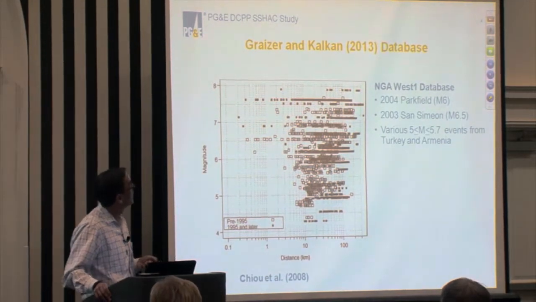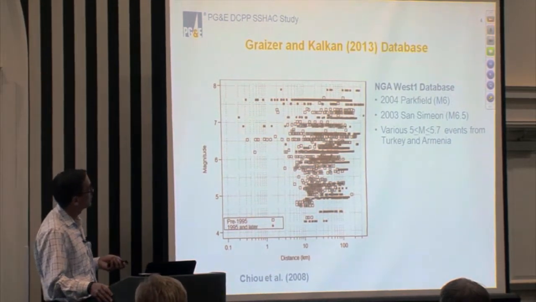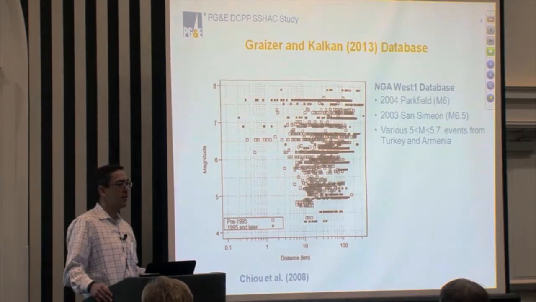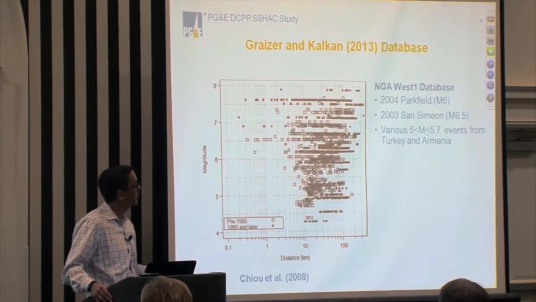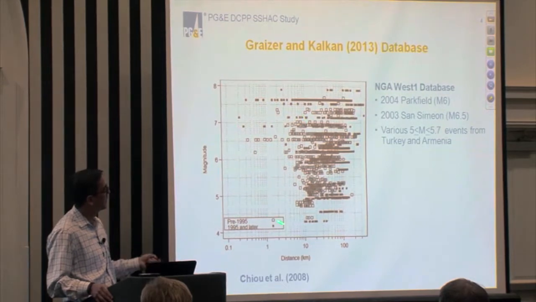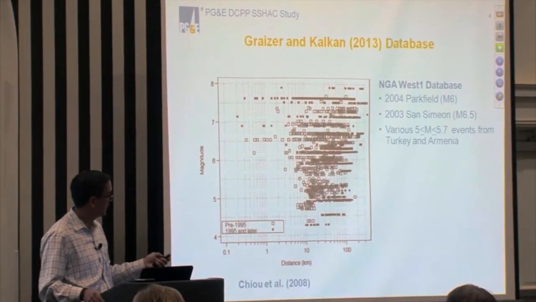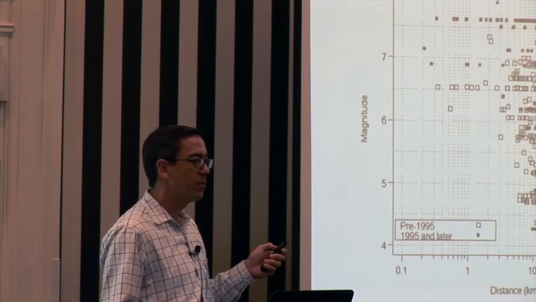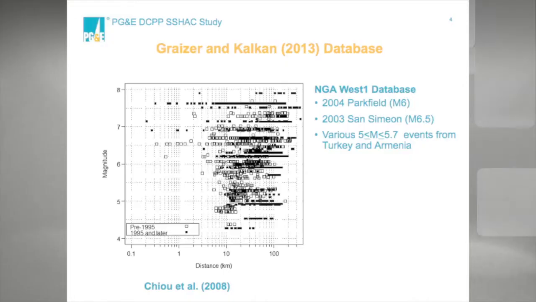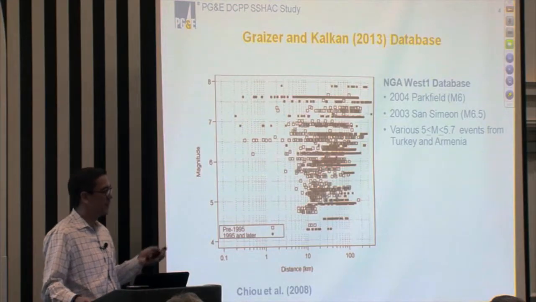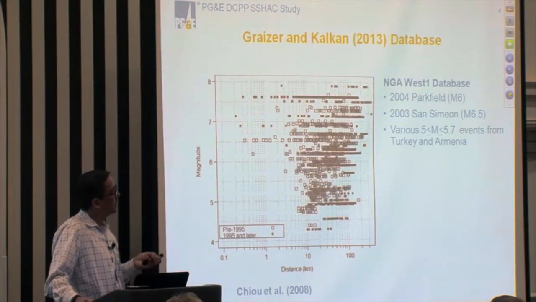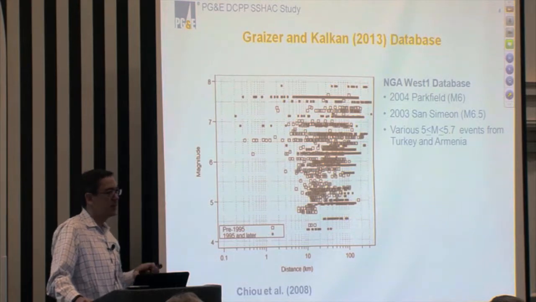If we look at the Gregor and Kalkin model, the 2013 version, theirs was primarily based on the NGA West 1 database. What I'm showing here is a figure from the 2008 Spectra paper, showing the distribution of just the NGA West 1 database. But they've also added some more recent events: specifically the Parkfield event, magnitude 6 in 2004, and the 2003 San Simeon event, the magnitude 6.5 event on the central coast of California. They've also added some various events between magnitude 5 to 5.7 from Turkey and also from Armenia.